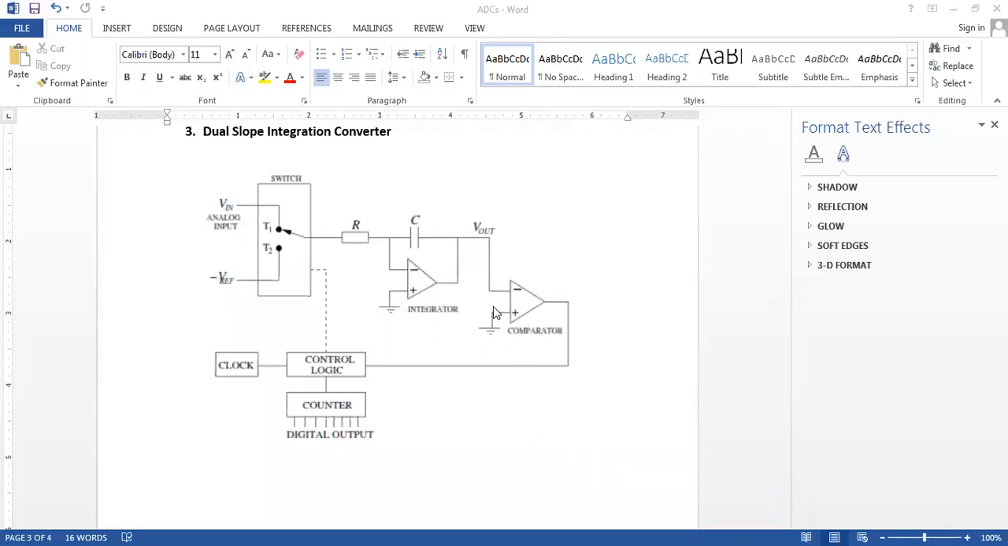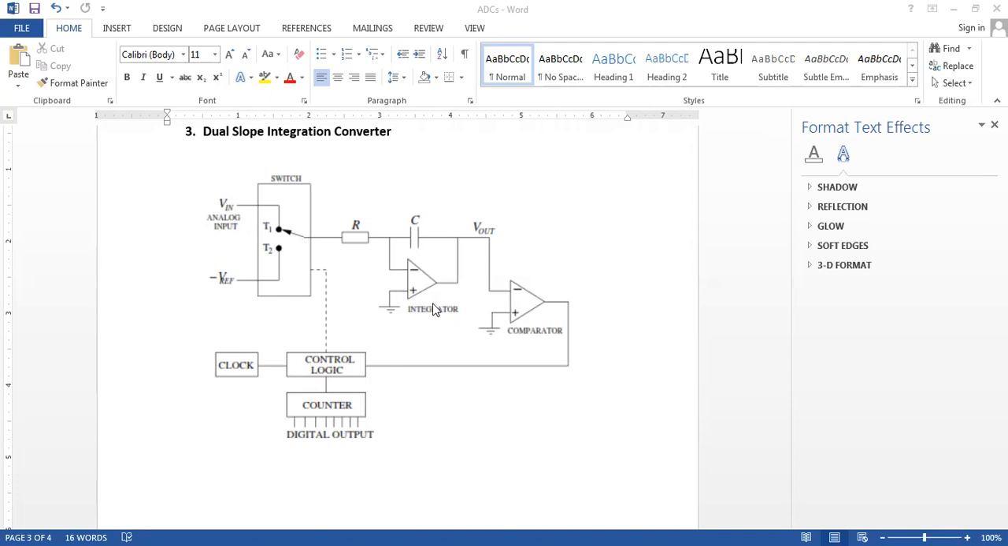Okay, this is the dual slope integration converter. It operates on the principle of charging and discharging of the capacitor, and hence the name dual slope integration converter. Charging and discharging of the capacitor. We have a set of two switches, T1 and T2, where T1 is connected to the analog voltage V in, which is to be converted into digital form.